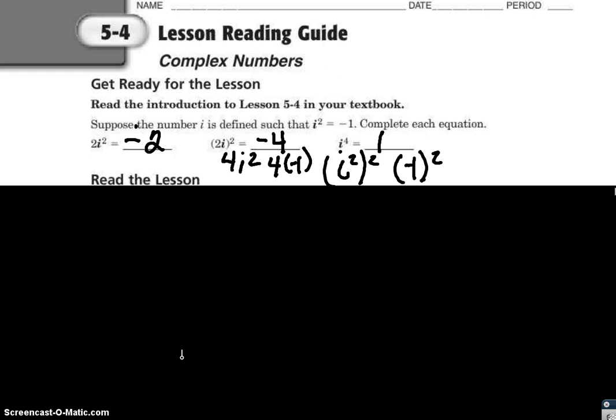And then look at my last one. It's i to the fourth. Well, i to the fourth is the same thing as saying i squared squared, or i squared times i squared. So I have a -1 times a -1, which in turn is going to make it a +1.